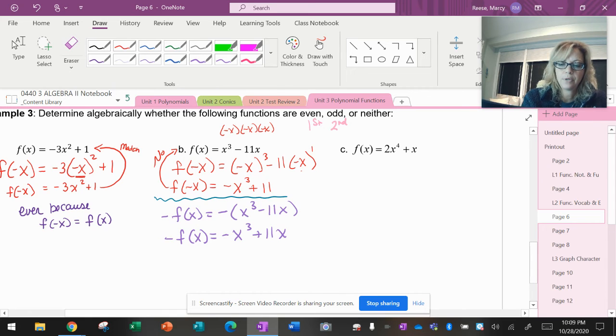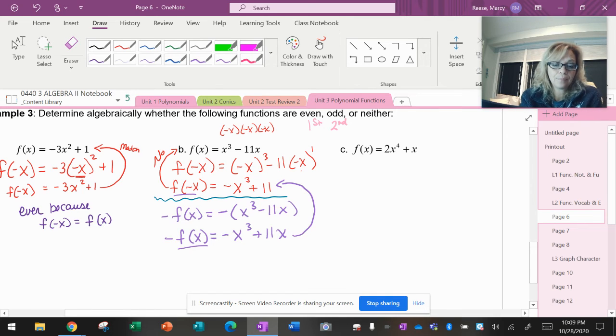Then I come up here and I go, okay, does the negative f of x match the f of negative x? So I compare it. I've got to be really, really neat when I do all this, by the way. You've got to really be methodical and neat.